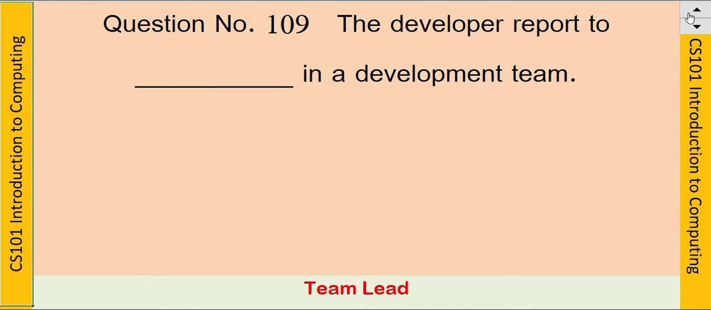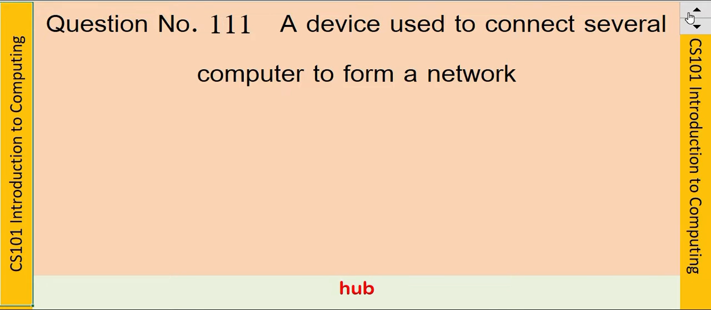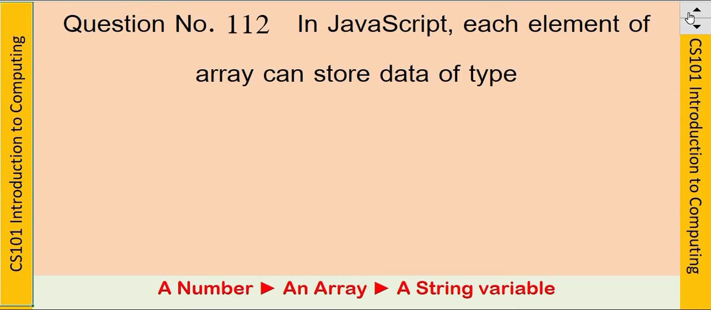The developer reports to team lead in a development team. Which protocol is used to transfer a file over the network? FTP, file transfer protocol. A device used to connect several computers to form a network: hub. In JavaScript, each element of array can store data of type a number, an array, a string variable.